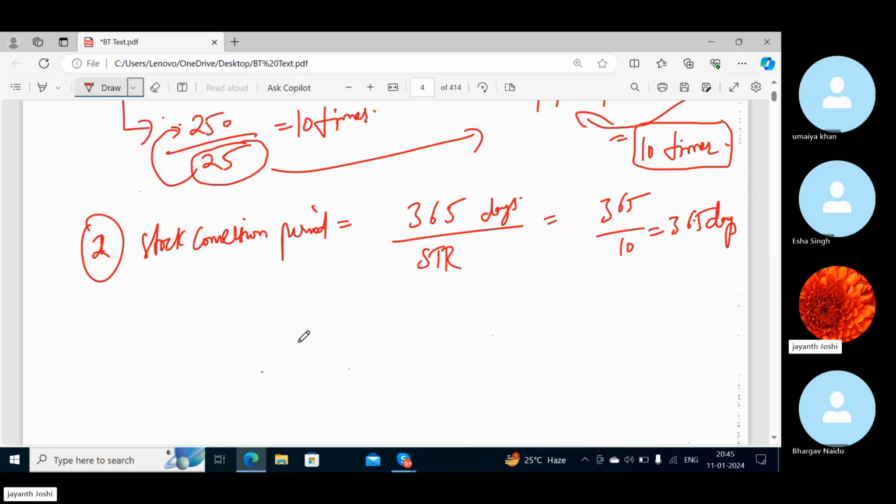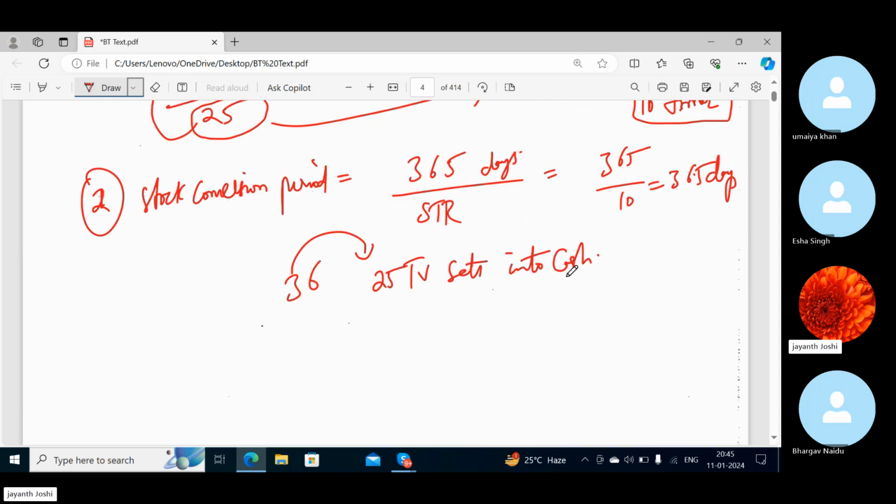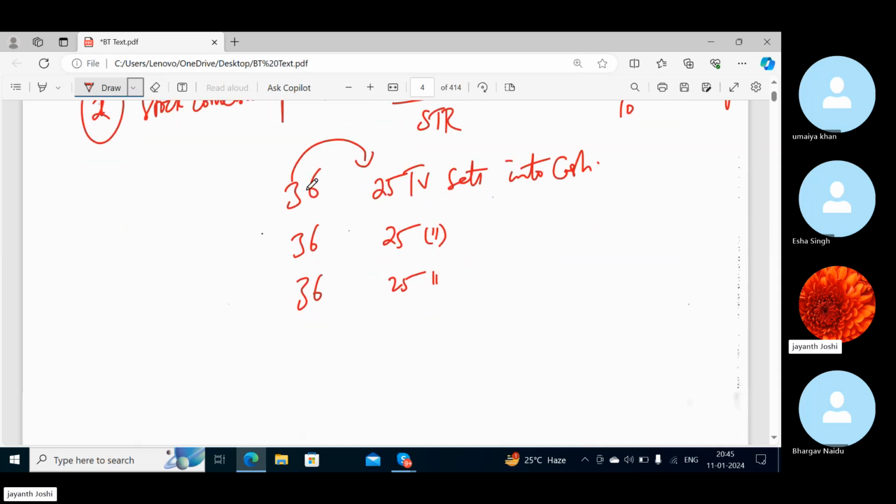So it is taking 36 days for you to convert your 25 TV sets into cash. In that way, in the first 36 days, 25 TV sets are converted into cash. Next 36 days, 25 TV sets again are converted into cash. Next 36 days, again 25 TV sets are converted into cash. This 36, if I write 10 times, it becomes 360.